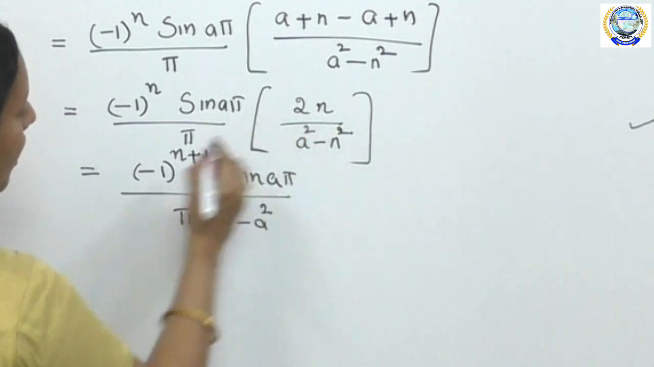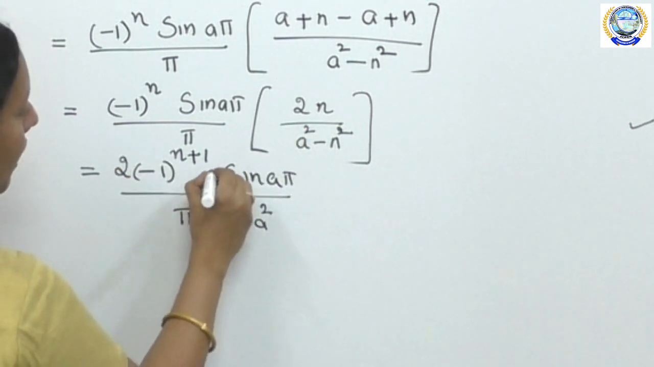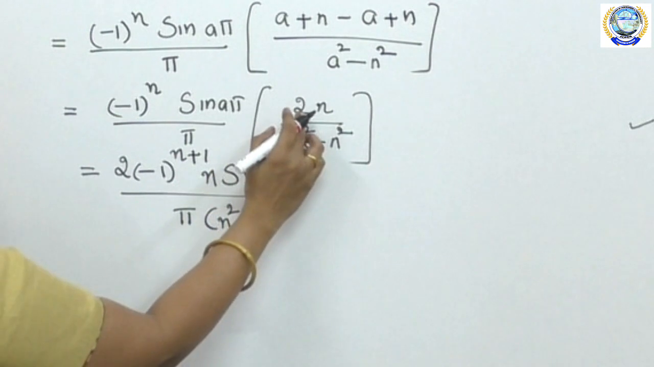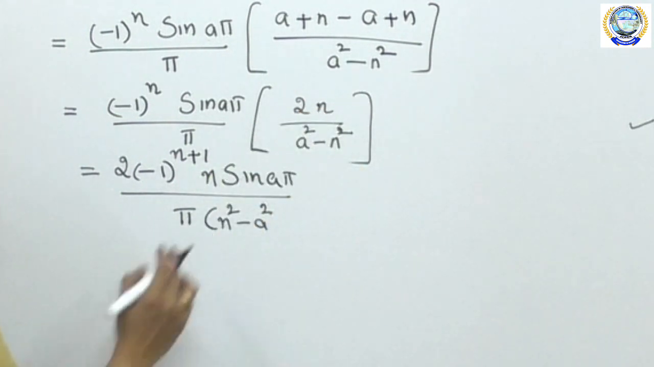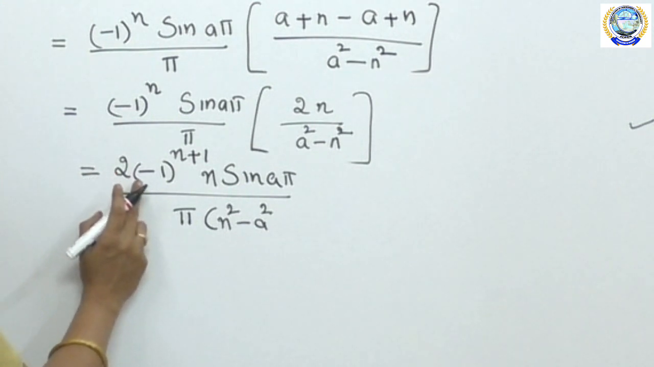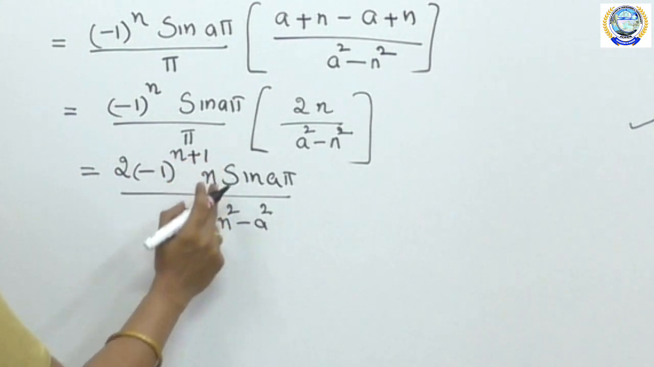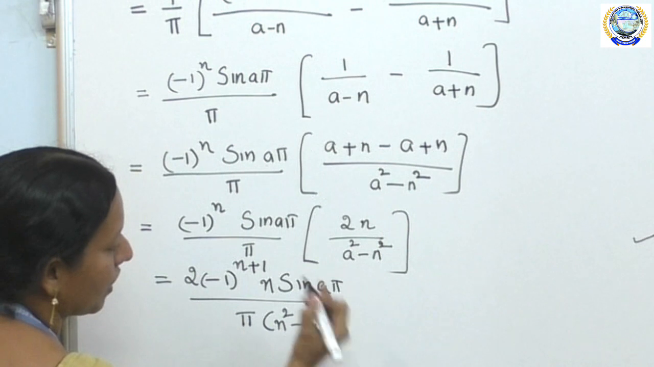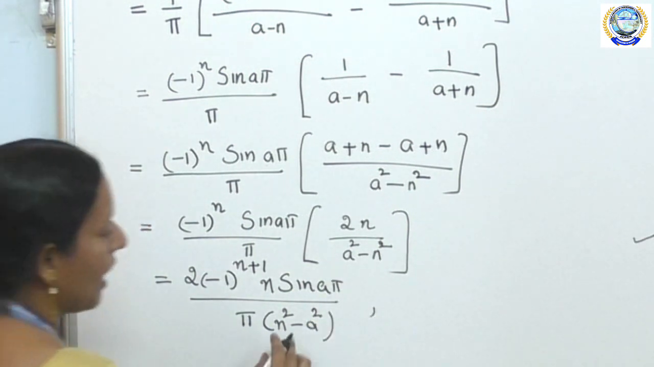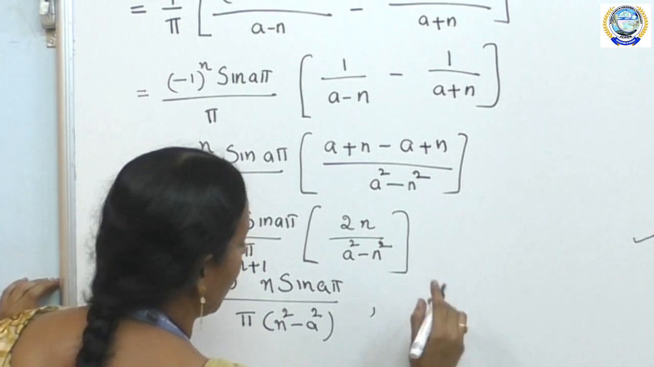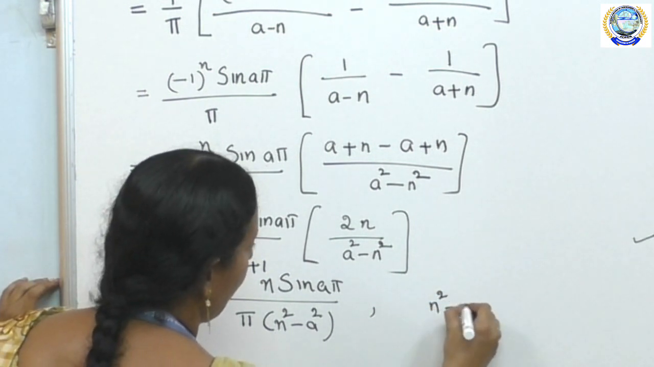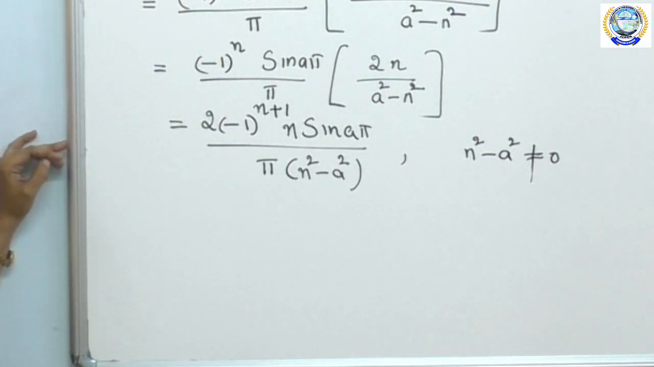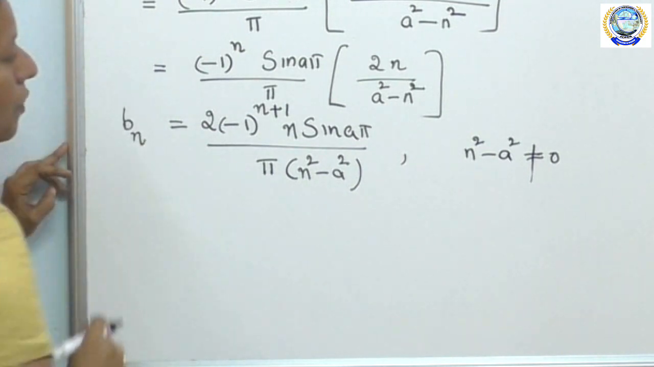1/(n² − a²) into 2n. Okay, (−1)^n sin aπ/π into 2n/(a² − n²) can be written as 2(−1)^(n+1) n sin aπ/π into 1/(n² − a²). Here n² − a² not equal to 0. Now, this is our Bn value.